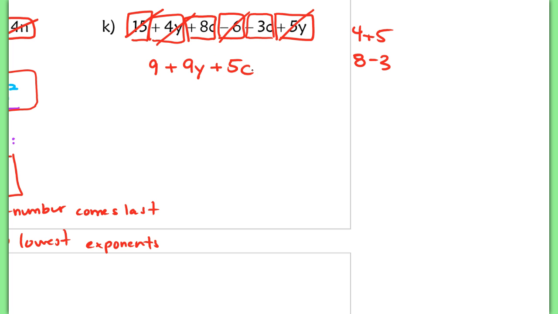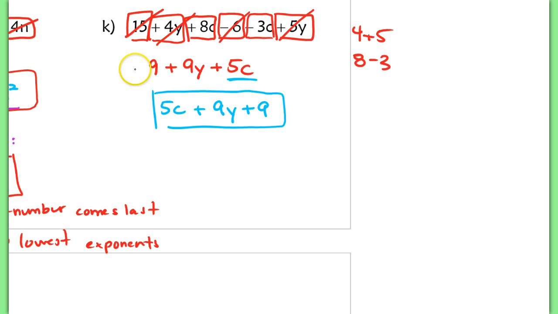Now if I want to write this in standard form, like I said, usually you see it go in alphabetical order, so I'd like to put the c term first, so I have 5c plus 9y, and then the 9 would come last. Now the reason why I'm writing a plus sign here is because this is a positive 9, so that's why I'm writing a plus 9. And this would be my final answer here written in standard form. Again, if you wrote it like this, it won't be marked wrong. I just like it if you write it in standard form.